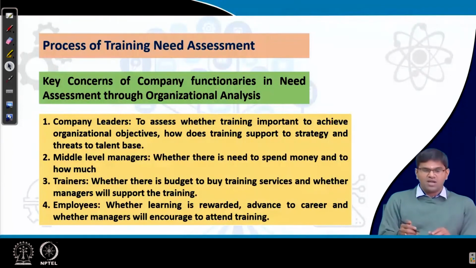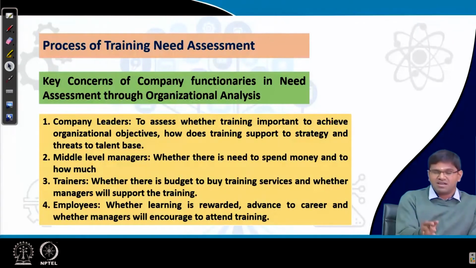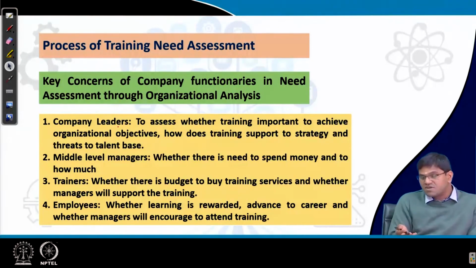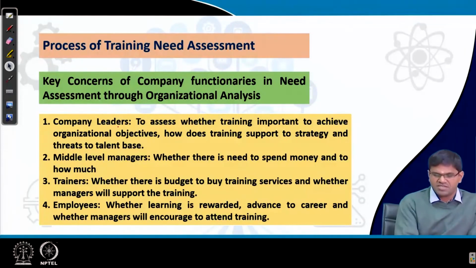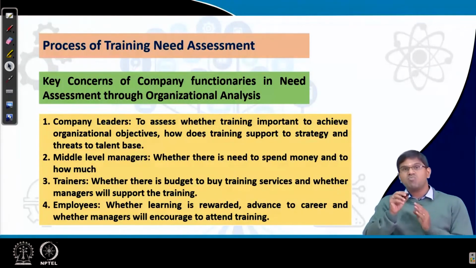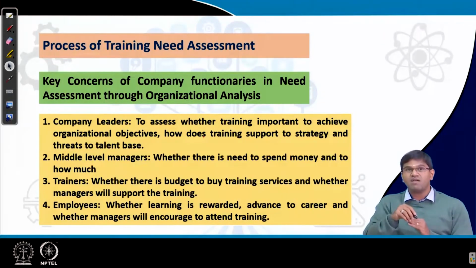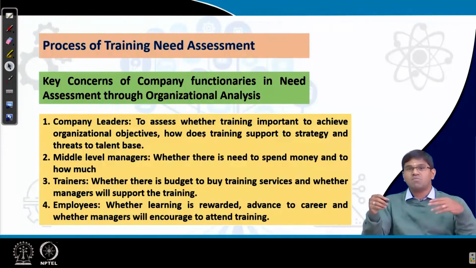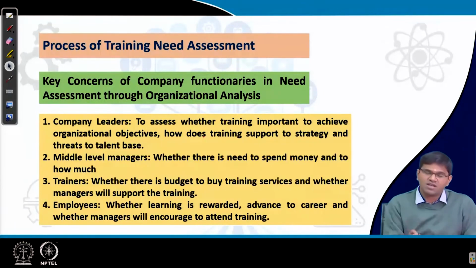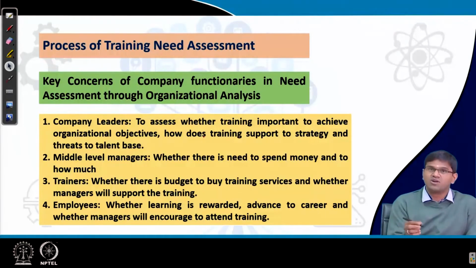Now when we talk about every level in an organization, you have different levels. We will see the concerns of company functionaries in needs assessment in the organizational analysis. Company leaders, meaning the top management, will have to assess whether the training is important to achieve organizational objectives. An organization has one, two, three goals, maybe a financial goal, a growth perspective, all the different types of goals, and they will have to determine whether the training is important to achieve their goals.